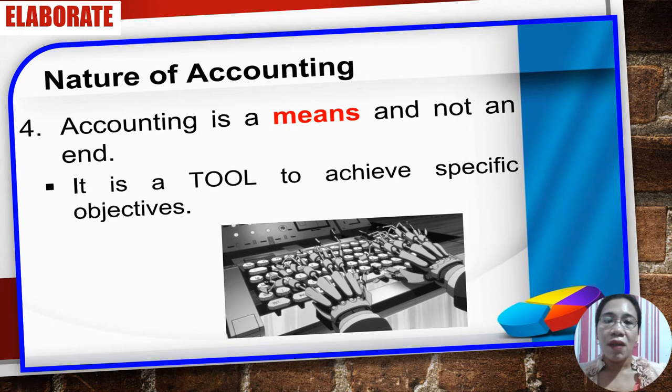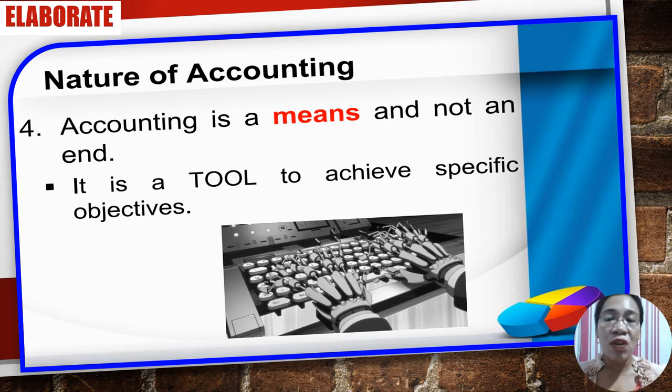Number four, accounting is a means and not an end. Meaning to say, accounting is a tool to achieve specific objectives. When we say accounting is the means by which a business achieves its goals, it is the means by which business information is communicated to business owners and stakeholders. The role of accounting in business is to provide information for managers and owners to use in operating the business. In addition, accounting information allows business owners to assess the efficiency and effectiveness of their business operations.